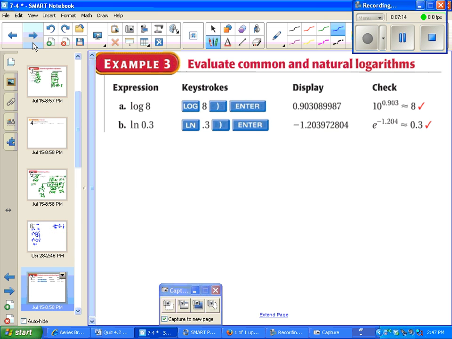Next up, we are going to practice typing into your calculator logs and natural log. Notice both of these don't have a base. When we see log of 8, that really means log base 10 of 8. When you don't put a base on a log, it automatically means your base is 10. Go ahead and type that in your calculator and verify that you get this result.